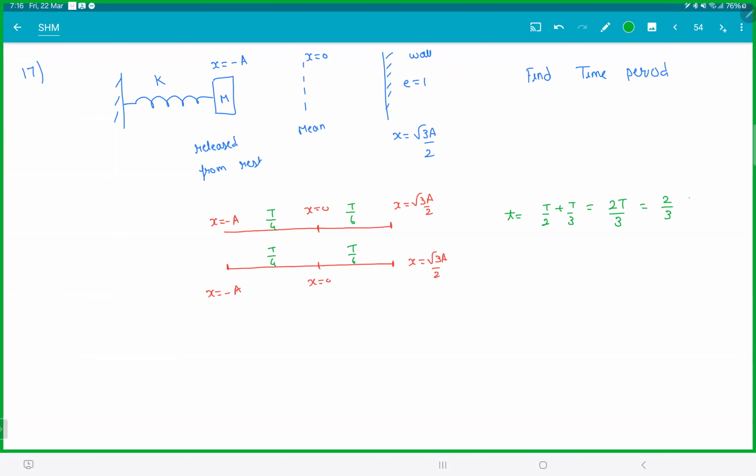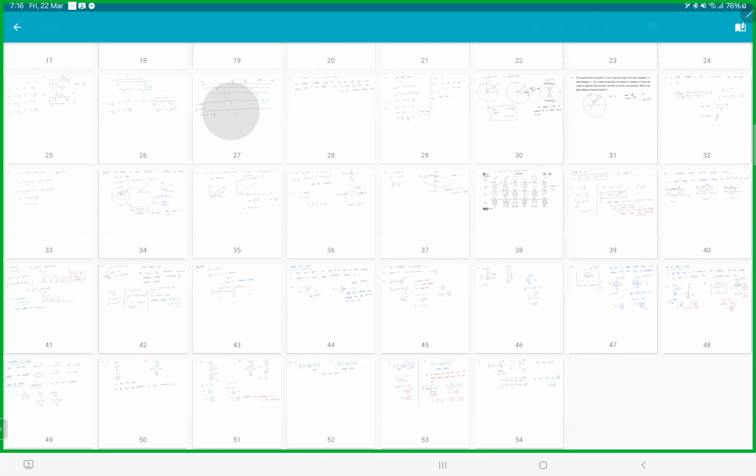Which is 2 by 3 of the time period of one oscillation. And what is the time period for one oscillation? 2 pi root over m by k, isn't it? Because the moment this collision happens, this part of the motion is gone. If you collide with speed v, you'll come back with speed v. It doesn't matter. So the whole system behaves as if this part of the motion is removed. So you just have to subtract the time period from root 3a by 2 to plus a. Easy. So you should have known this result; if you don't know it, this would have been difficult.